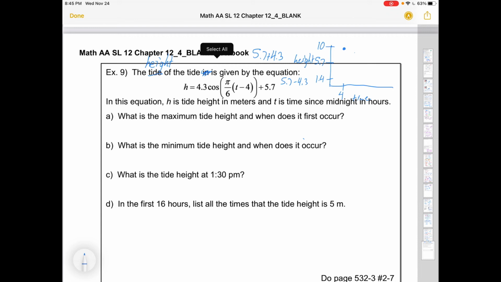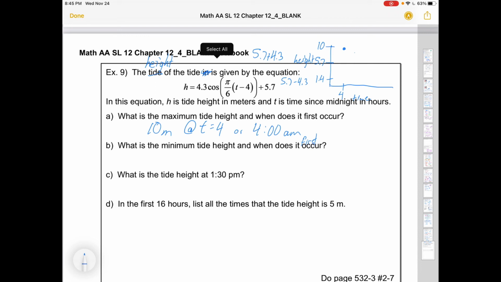It goes up to a max there. And then we've got to figure out the period. Well, I guess we can answer question A without doing anything more. What's the maximum tide height? It's 10 meters. When does it occur? At t equals 4, or that means 4 a.m. Okay. What's the minimum tide height, and when does it, it should say, first occur?